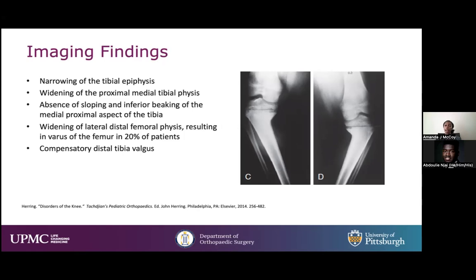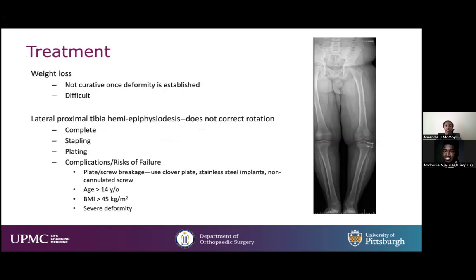And then also, instead of having compensatory genu valgus, you actually have genu varus as well. But you can have compensatory distal tibial valgus. So in terms of treatment, you can try to lose weight. It doesn't usually work that well, and it can be difficult. And then the first line of treatment, at least in my practice, in a child who's not skeletally mature, is lateral tension band plates.